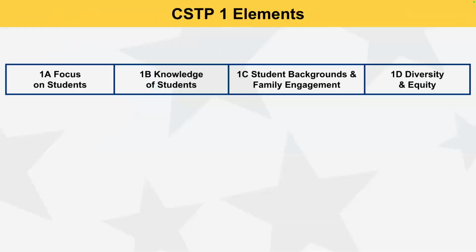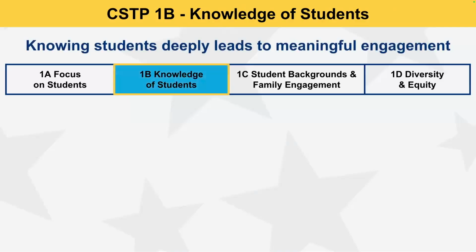Today, we're going to zoom in on CSTP 1B, knowledge of students, because knowing students deeply is what makes authentic engagement possible. CSTP 1B focuses on understanding the whole student, cognitively, culturally, linguistically, and emotionally, so that learning is relevant and responsive. Let's look at what this means in action.